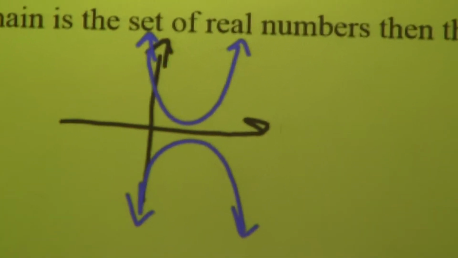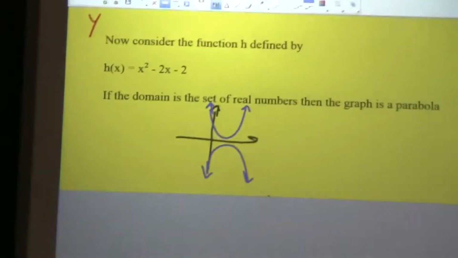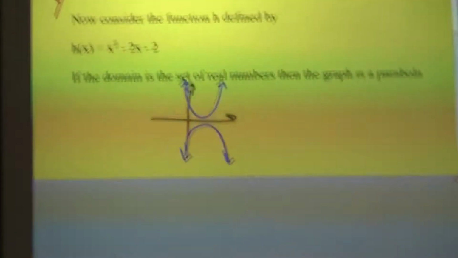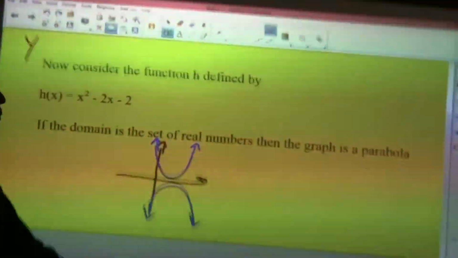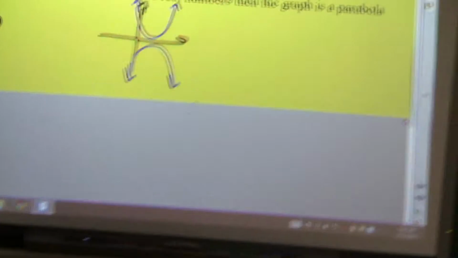So I don't have straight lines. I actually have curves in here. This is completely different. And we're going to try to relate this to what we already know about a coordinate plane and graphing the points to help us here.